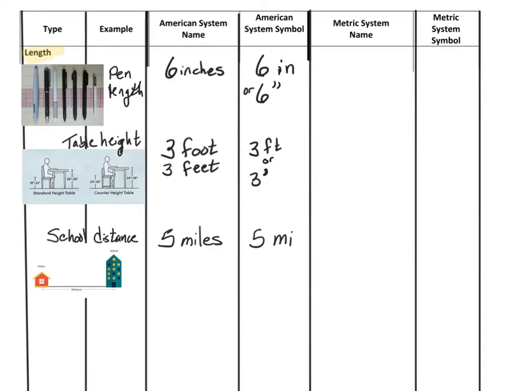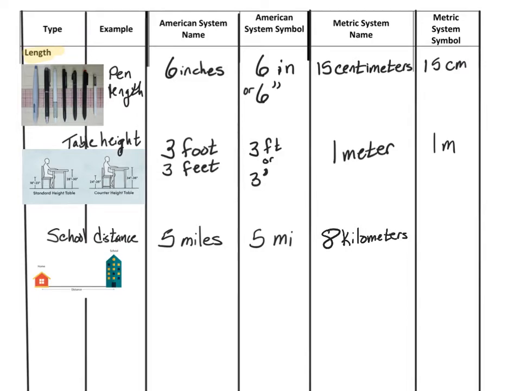In the metric system, we might say that the pen is 15 centimeters. The abbreviation for centimeter is cm. The table is about 1 meter tall. The abbreviation for meter is m. And that the school is about 8 kilometers from home. The abbreviation for kilometer is km. So as you can see, length is measured in a single direction.